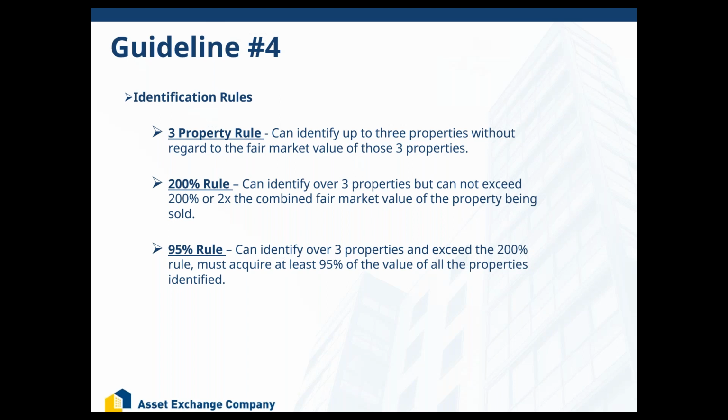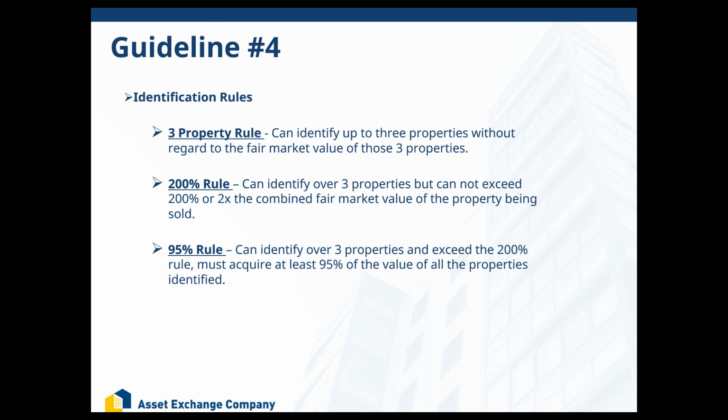The most popular rule that we see clients enacting, probably 90 to 95% of all the exchanges that we do, falls into this first rule. It's referred to as the three property rule. The three property rule states this: you can identify up to three properties without regard to the fair market value of those three properties. What that means is if you identify three properties or less, the purchase prices of any of those properties can be any dollar amount. It does not matter as long as it's three properties or less.